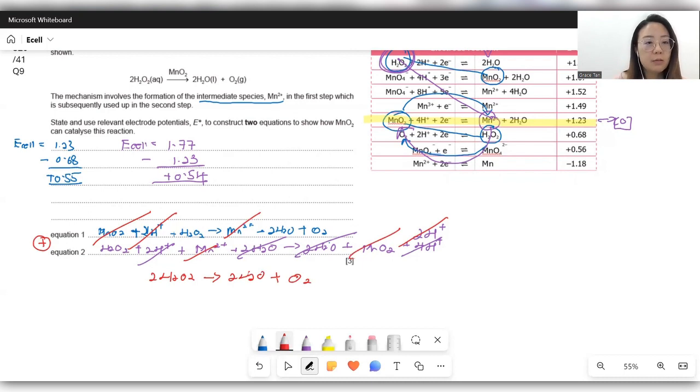Okay, so I hope by now you know how to select the correct equation when it involves multiple steps. All right, a multiple version.